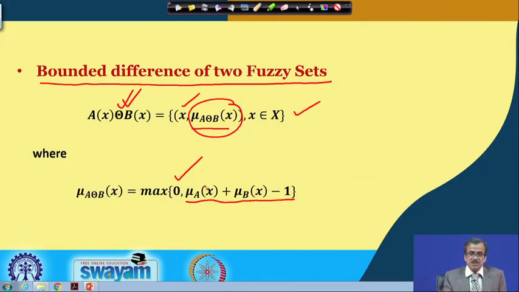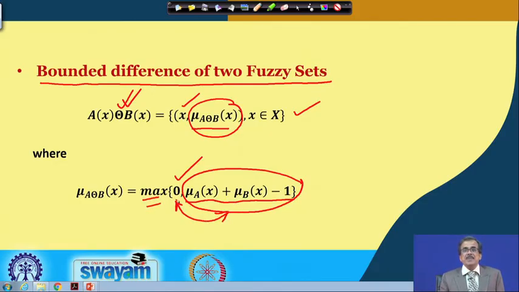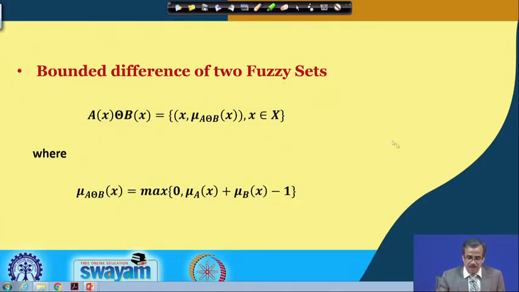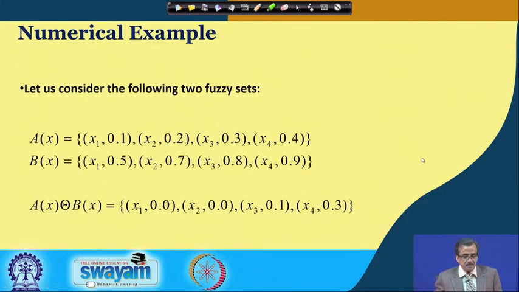So, what you will have to do is, you will have to add mu A(x) and mu B(x), and subtract 1. So, this particular quantity you will have to determine, and we will have to compare with 0, and we will have to find out the maximum. Now, let us see how does it work. Let us solve one numerical example.